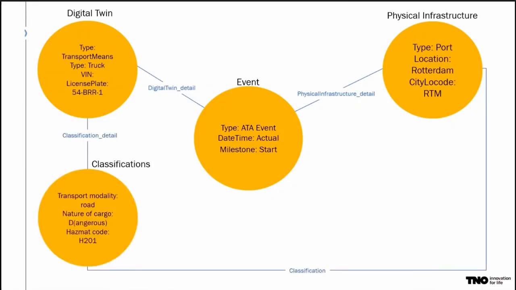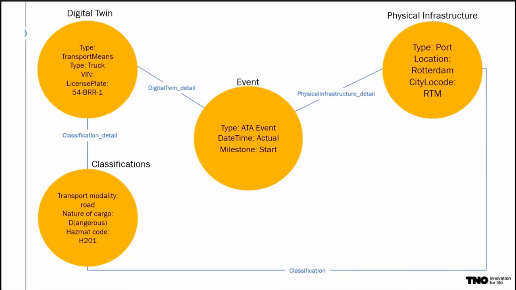And all the dangerous goods, we take them from an external library, from an established standard. So all those established standards we put in a separate module we call classifications, where we can refer to standardized vocabularies, such that we can define for this truck the nature of cargo as dangerous, and also give it a hazmat code. And in this way, we have then visualized how an ATA event would look like.